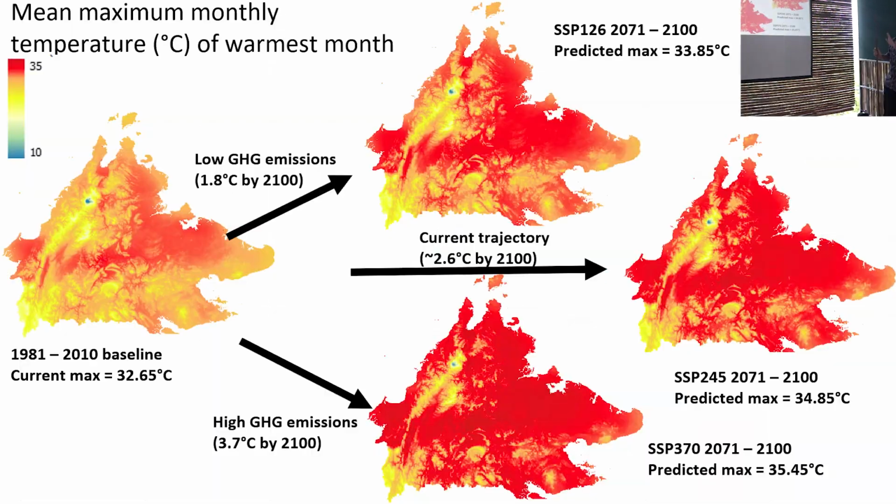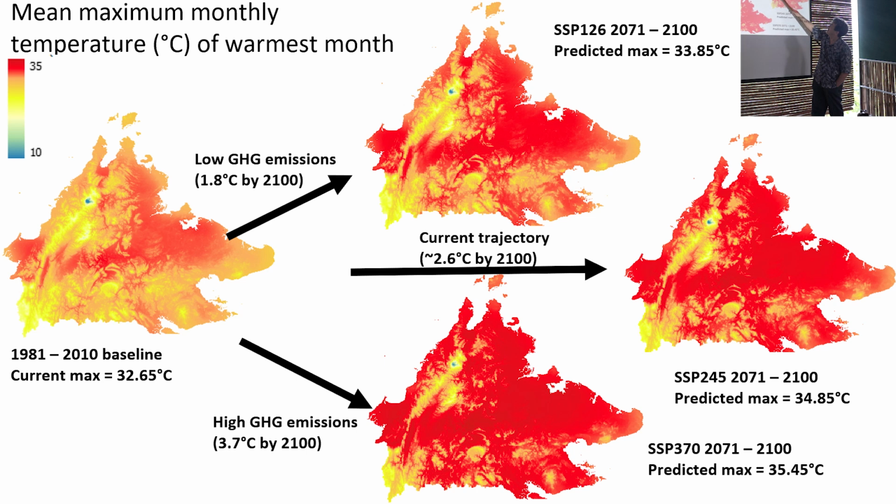Next. So this is some of the data. This is mean maximum temperature. It's from that first set of data, the WSL or Chelsea data, and it shows current conditions. We have a mean maximum temperature for the warmest month of about 32.65 degrees.